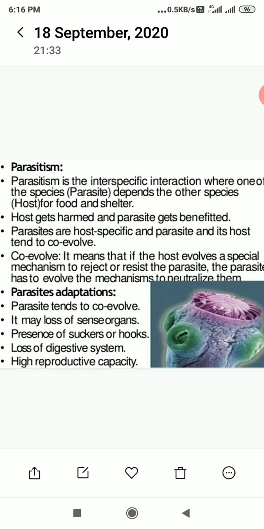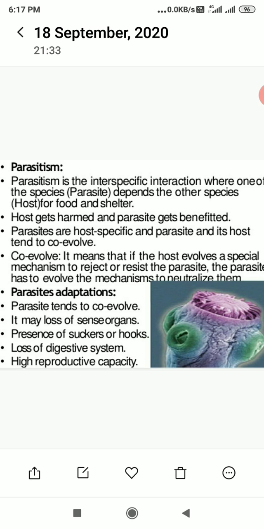Parasitism. Parasitism is the interspecific interaction in which one of the species, the parasite, depends on the other species, the host, for food and shelter. The host gets harmed and the parasite gets benefited. Parasites are host specific, and parasites and their hosts tend to co-evolve.